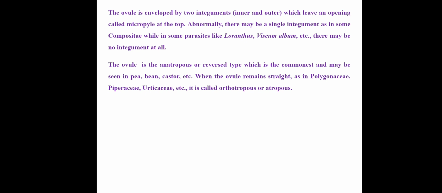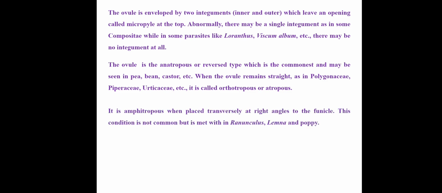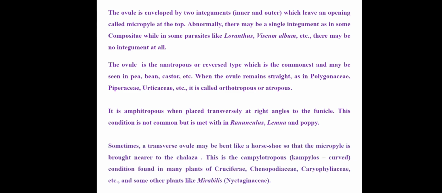The ovule is anatropous or reverse type, which is the commonest and may be seen in pea, bean, castor, etc. When the ovule remains straight, as in Polygonaceae, Piperaceae, Urticaceae, it is called orthotropous or atropous. It is called amphitropous when placed transversely at right angles to the funicle. This condition is not common, but is met with in Ranunculus, Lemna and poppy.